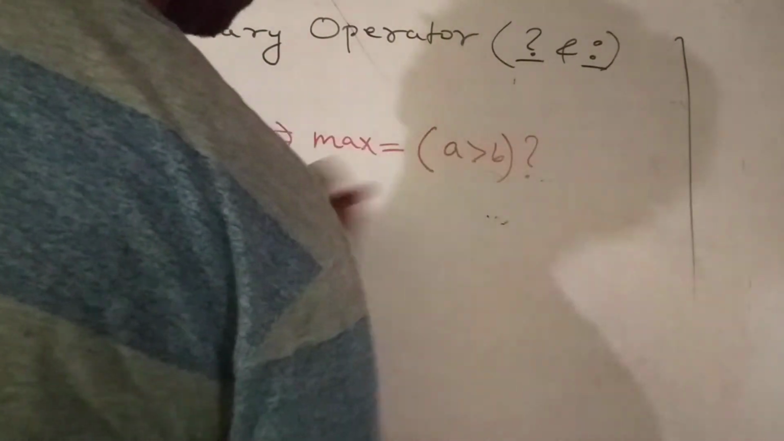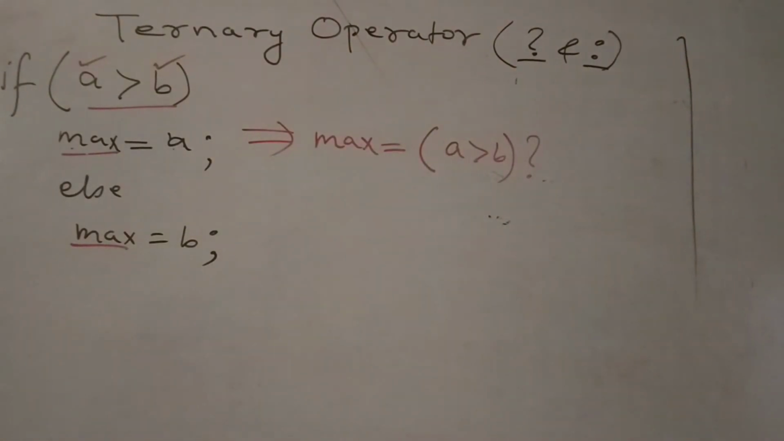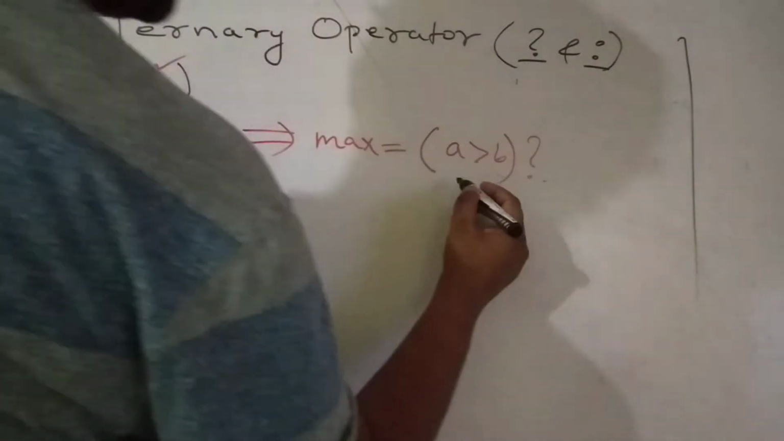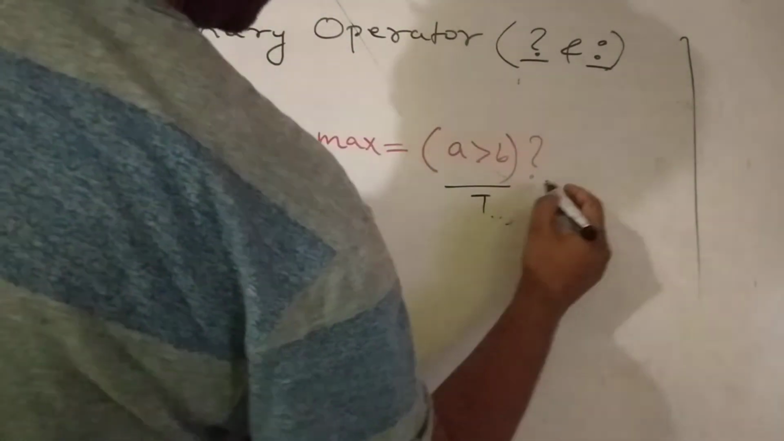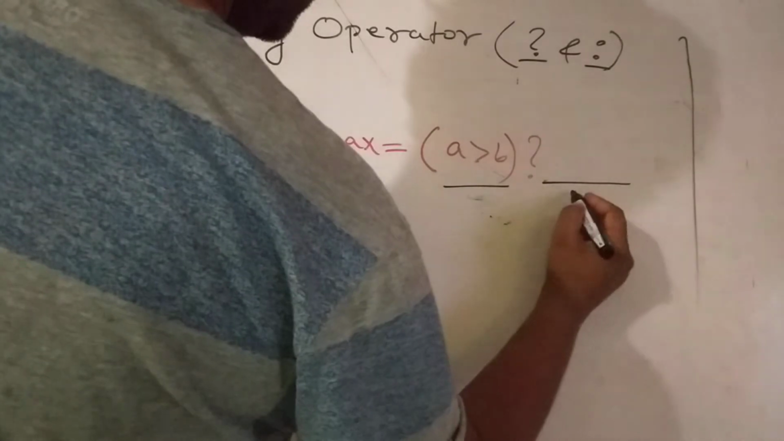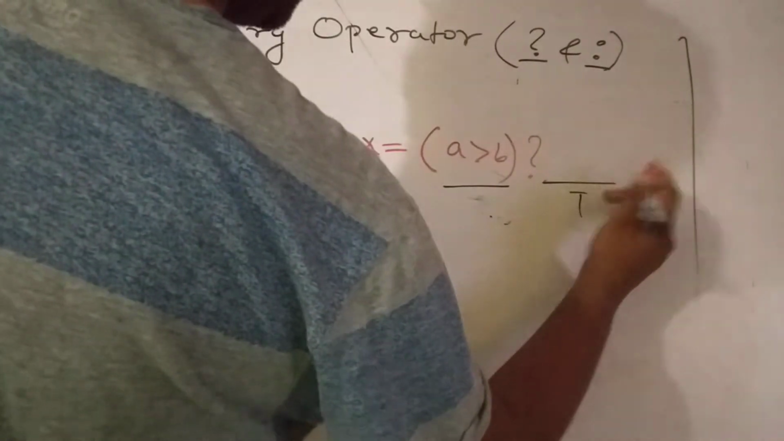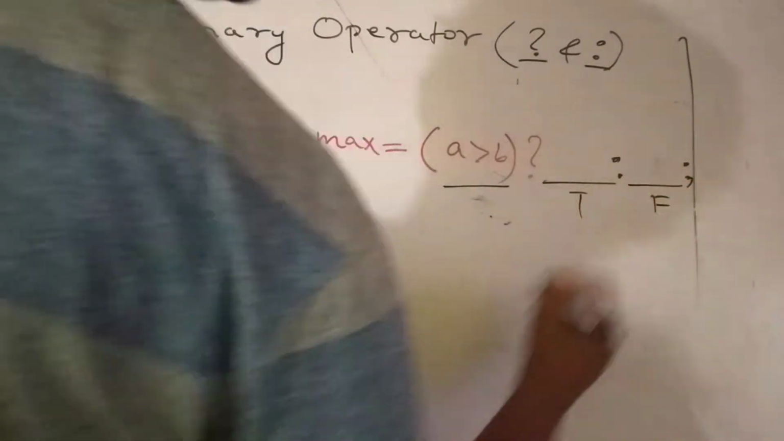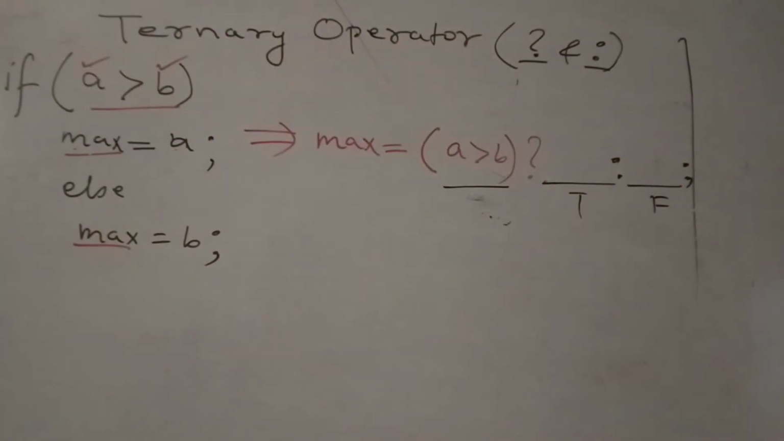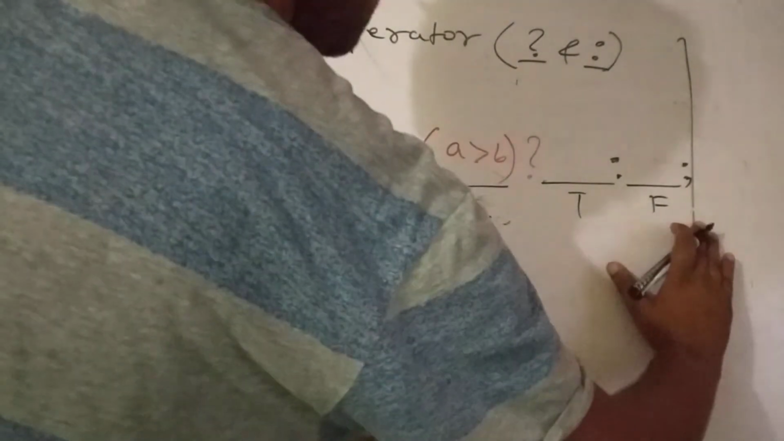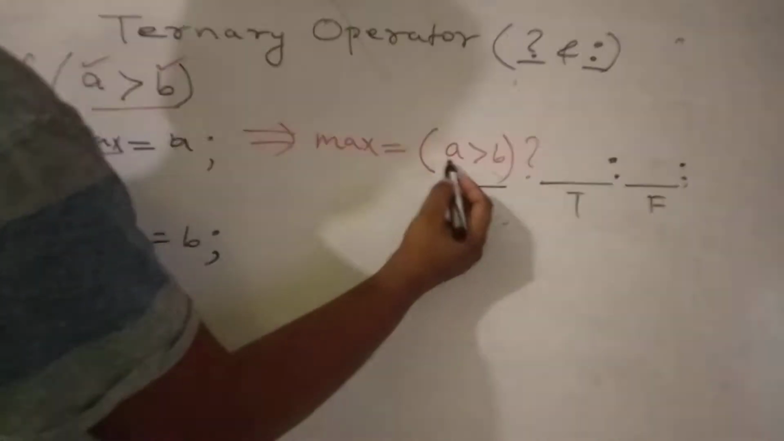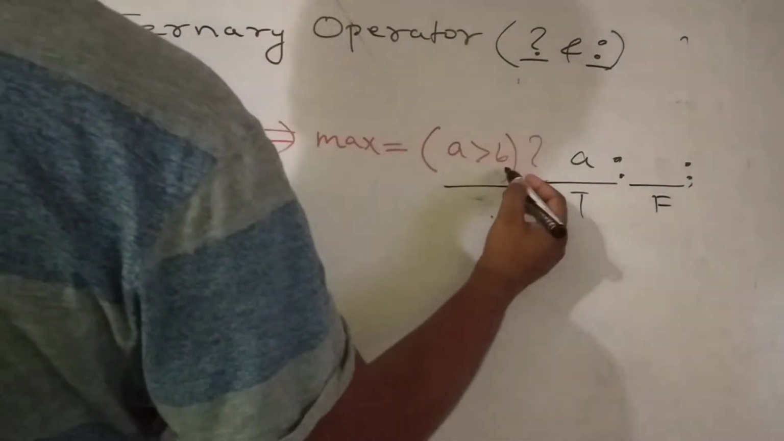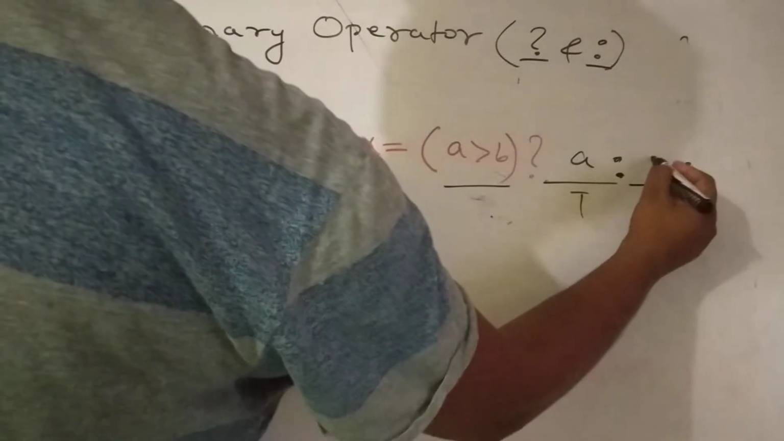After that, what was our logic? Question mark. So if this condition is true, then it will print the first part, else if this is false, it will move on to the second part. Clear? So if this is true, suppose A is greater than B, so it will print A. If this is false, colon, it will move to the second part, that is B.